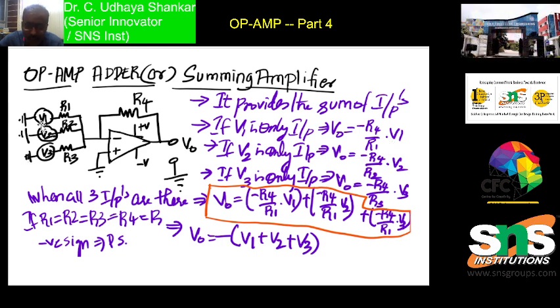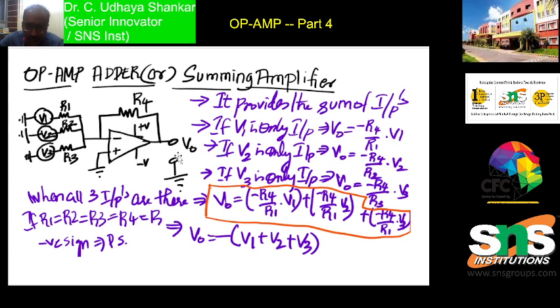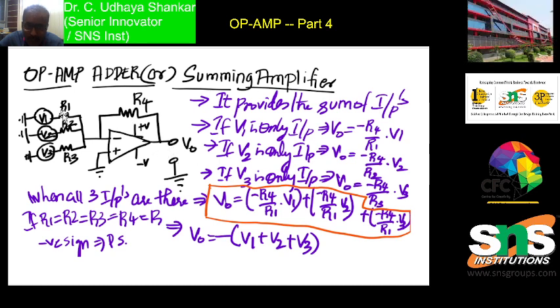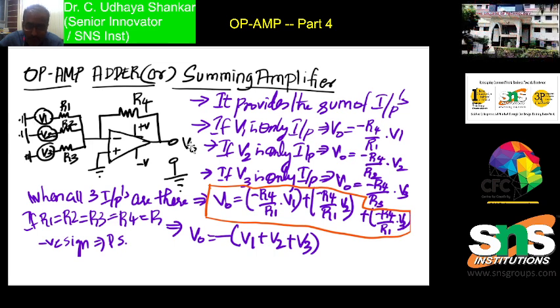Okay, so V1 is the input signal. It is very easy to find, is it right? In order to find the output voltage, it is nothing but feedback resistance divided by input resistance into input voltage. So this is the formula. So V0 will be equal to minus R4 by R1 into V1. So this is what is written over here.